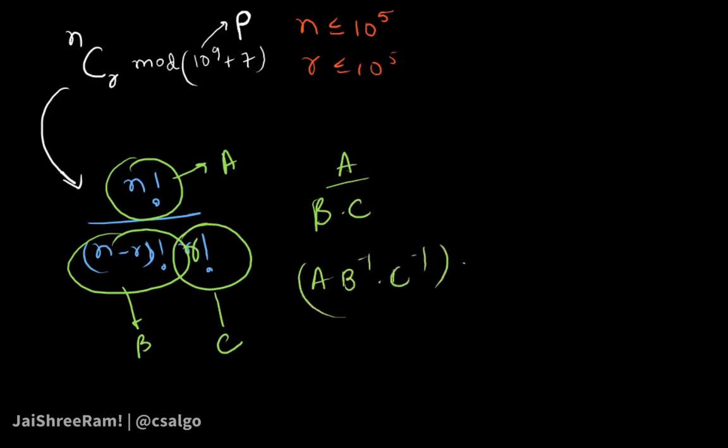If you first calculate the inverses of these two numbers modulo p, which is 10 to the power 9 plus 7, using the binary exponentiation technique that we discussed, and then find the multiplication of these three numbers, you will get the value of n choose r. Now we need to calculate these three numbers. Once we have the values of a, b and c, calculating this is pretty easy and straightforward. You just need to do the binary exponentiation inverse technique.